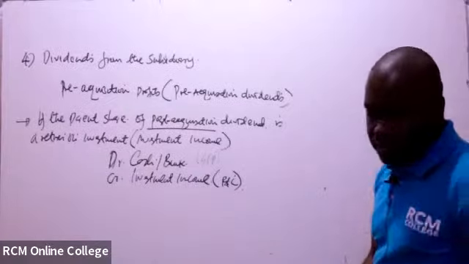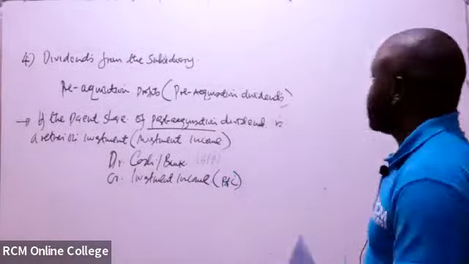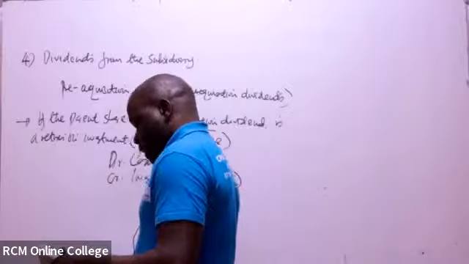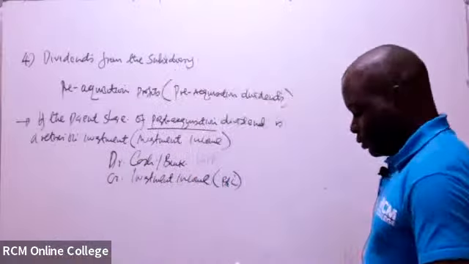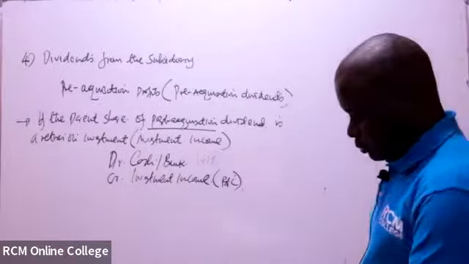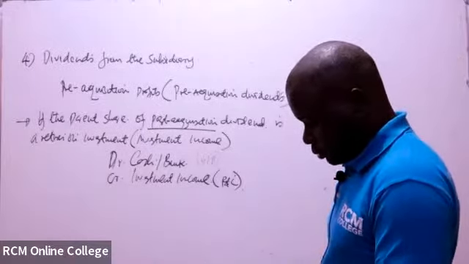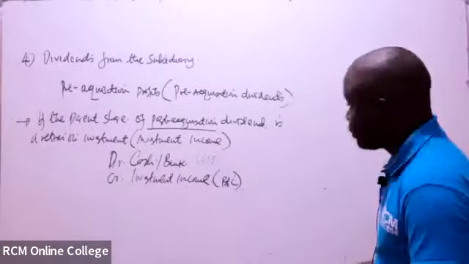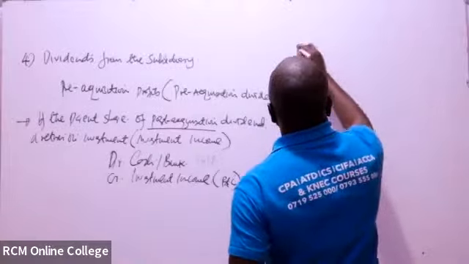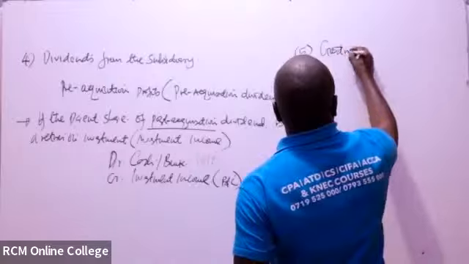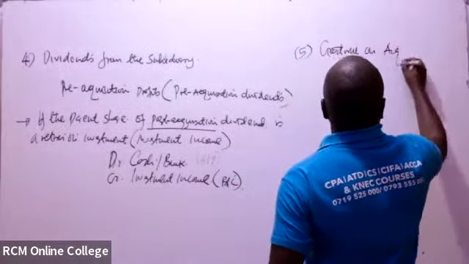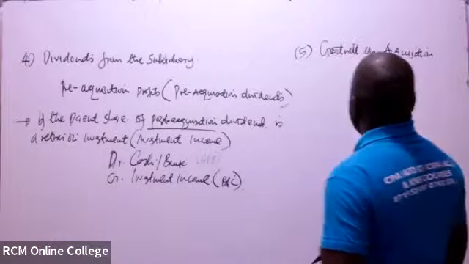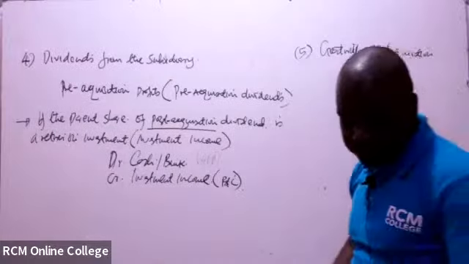Goodwill on acquisition. You can write goodwill on acquisition, number 5.